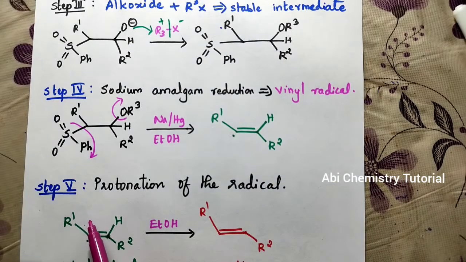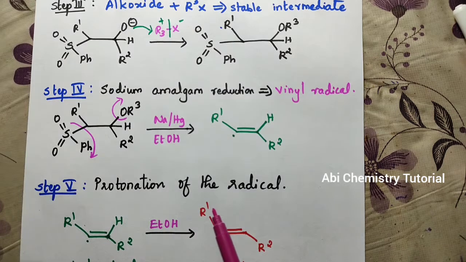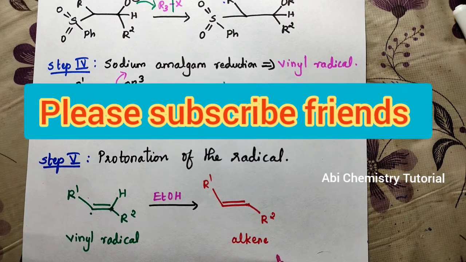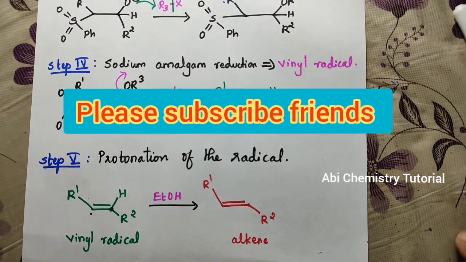Step 5 is the protonation of the vinyl radical. You can see this is the vinyl radical, and again we are adding ethyl alcohol. In this case, protonation occurs at this place and we get an alkene here. This is the final product of the Julia Olefination. So this is all about Julia Olefination.